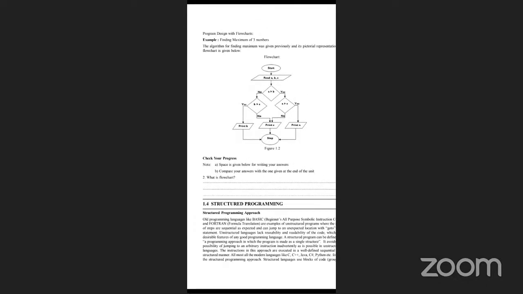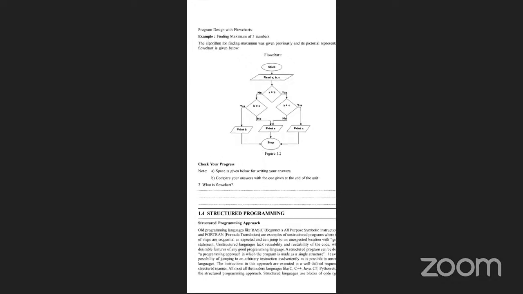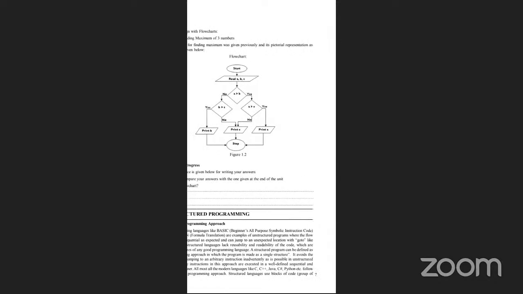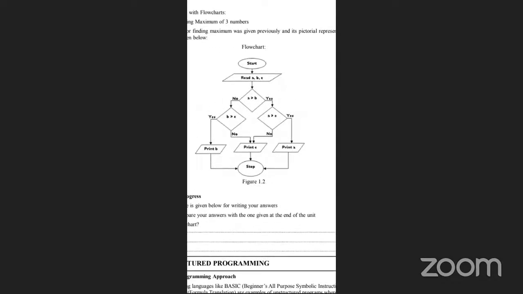Program design with flowcharts: finding the maximum of 3 numbers flowchart. Here we need to show the algorithm of finding the maximum, which was given previously, in pictorial representation. Earlier I gave the algorithm for the maximum of 3, that is display A, display B, display C.